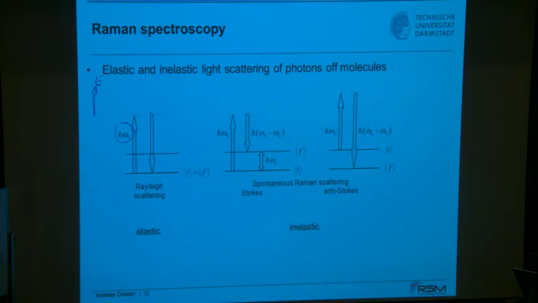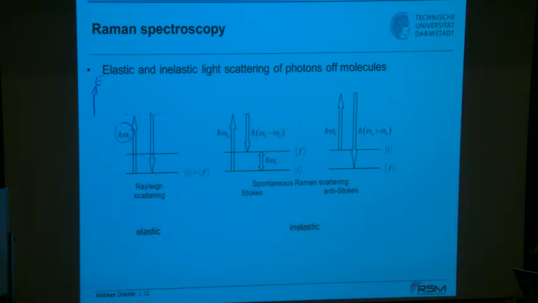It is not allowed, it is not existent. The lifetime is nearly zero, from which then the molecule instantaneously returns back to the initial state. Then the emitted radiation has the same frequency. That is an elastic process, and that is termed Rayleigh scattering.